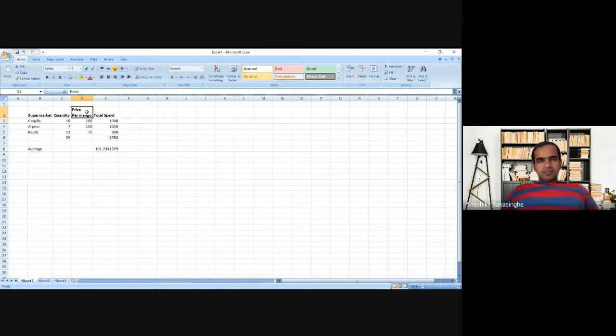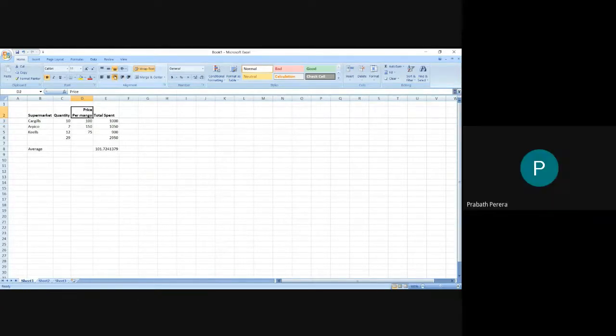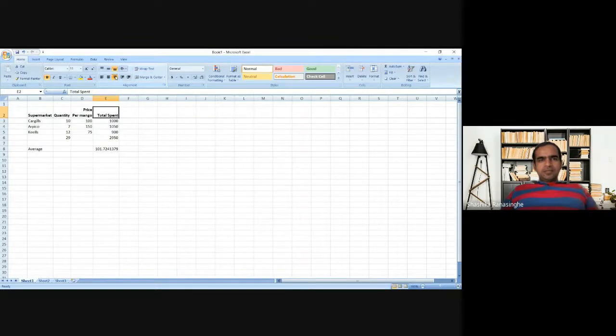Is this clear? Perhaps I should have been more specific. Yeah, so the average comes to 101.72. Clear? Any questions? So this is the average cost of a mango, 101.72.